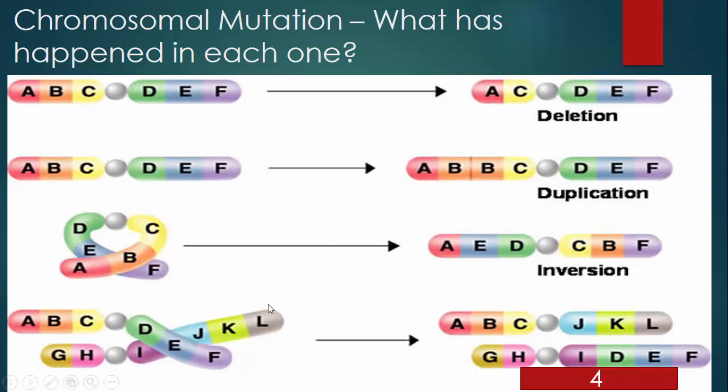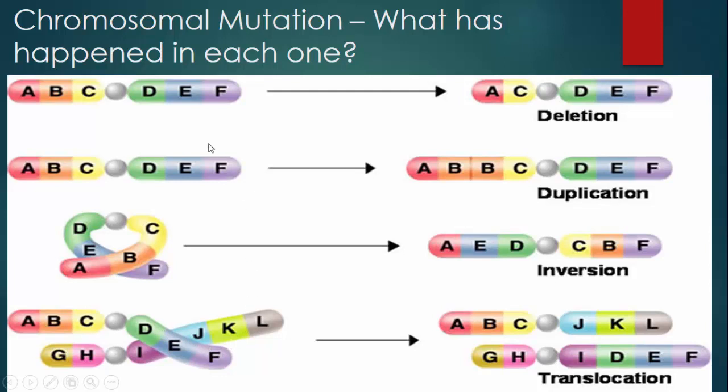And over here, the only type that requires two chromosomes, we see A, B, C, D, E, F, G, H, I, J, K, L. Over here, we have A, B, C, J, K, L. They flip-flop places, and that is called translocation. Those are the four types of chromosome mutations. So really, the only ones you need to look out for are inversion and translocation. If you can remember, translocation requires two.